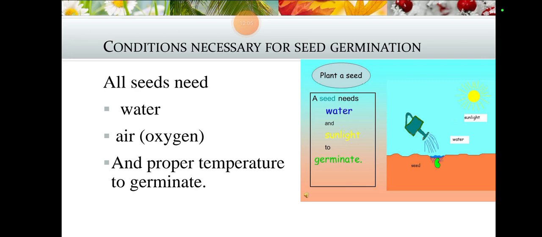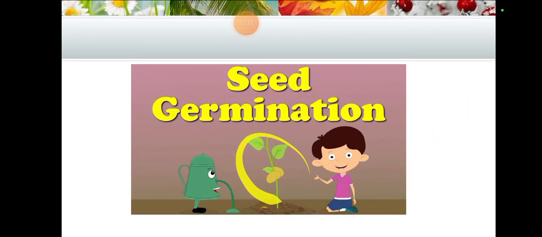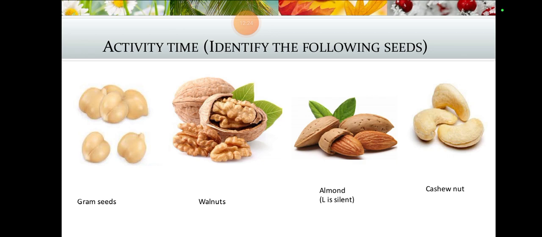A seed needs water and sunlight to germinate. You can see the seed in water and sunlight, okay. Seed germination. Here you can see this is basically a plant that is having its proper germination. Here is the proper germination of this plant.